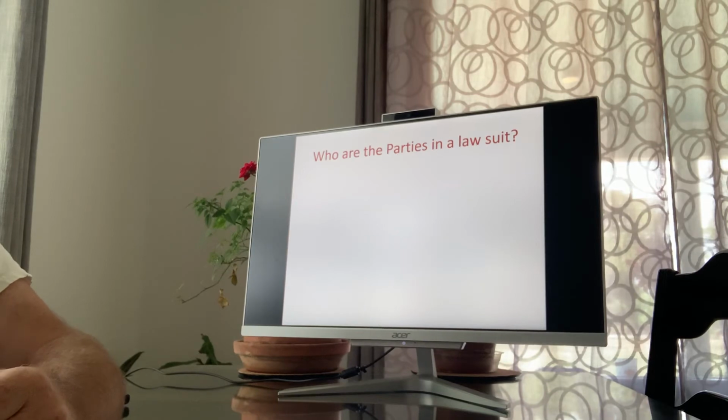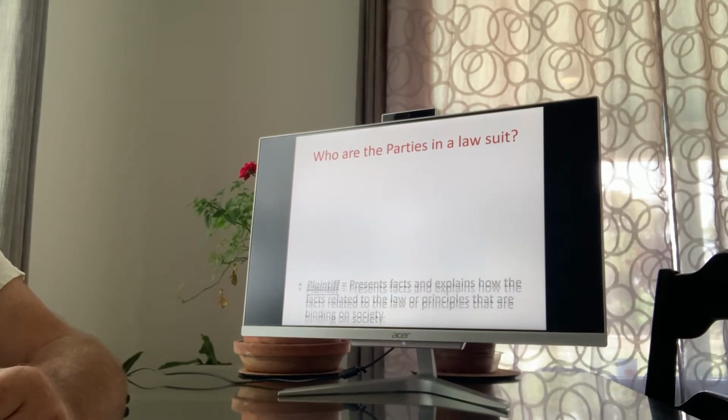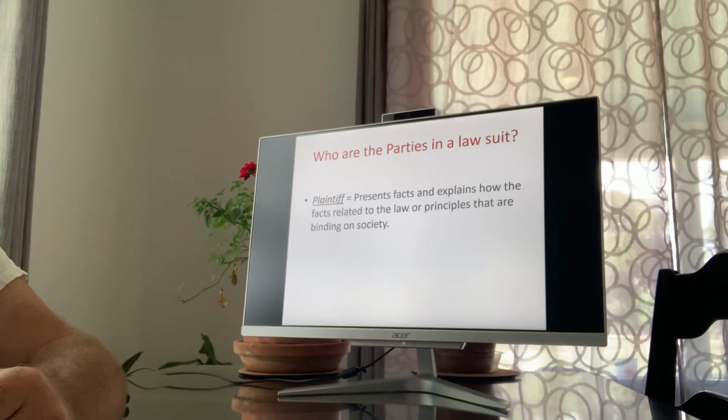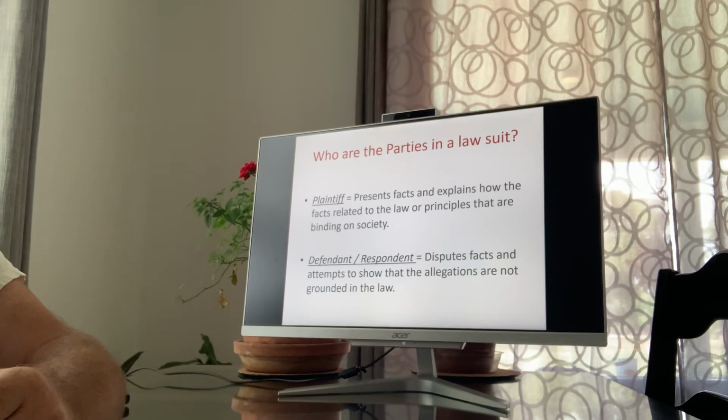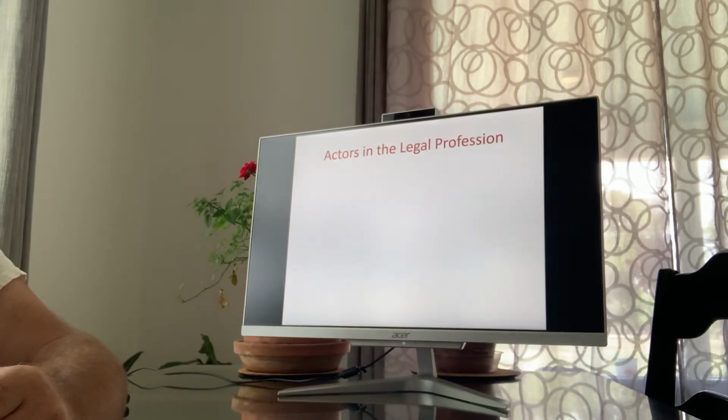Who are the parties in a lawsuit? Everything that I have highlighted is not highlighted on your slides, but you need to be aware that I've gone back through and these are the things you need to be aware of for the exam: everything in red and those details that are related to those things in red. Who are the parties to a lawsuit? You have plaintiffs and you have defendants or respondents, and understand their correlation. Who is a plaintiff and who is a respondent or defendant?